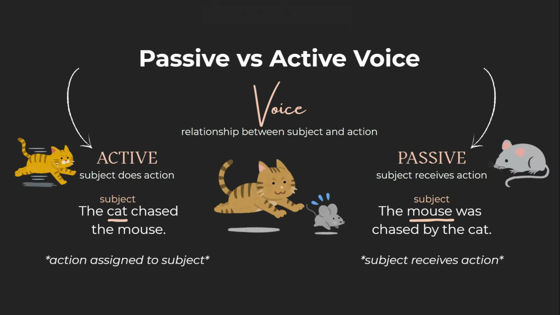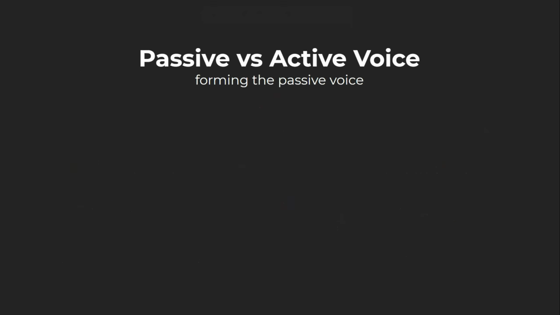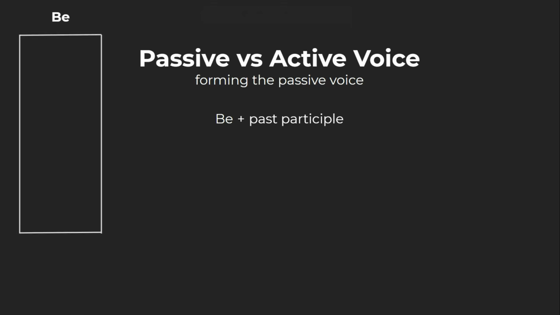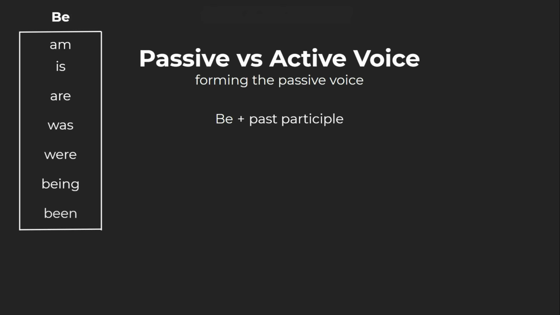So the active voice is fairly straightforward, but how do we form the passive voice? There's a formula to follow. The be verb, in the correct tense, plus the past participle of the main verb. While this sounds simple enough, let's quickly remind ourselves of all of the forms the be verb can take: am, is, are, was, were, being, and been.